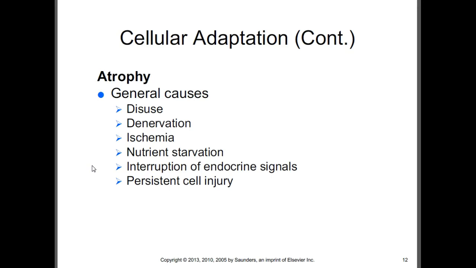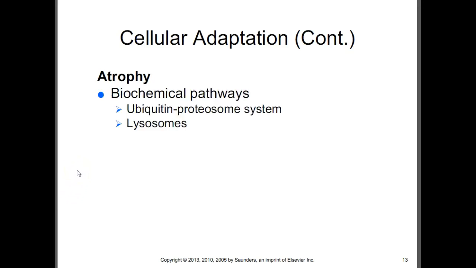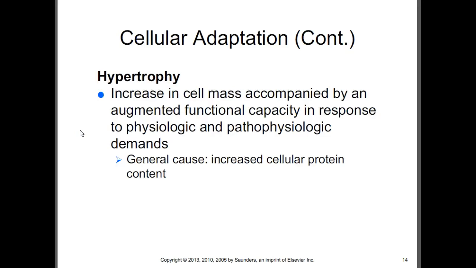So you'll see people with legs and limbs that may be very tiny in comparison to what they used to be when this person was ambulatory, right? Ischemia, so lack of blood supply, right? Nutrient starvation, interruption of endocrine signals, or persistent cell injury. All of these things can cause atrophy. All right, so biochemical pathways like the ubiquitin proteasome pathway, constantly breaking down proteins, and lysosomes can also create atrophy, right? Hypertrophy, right? So increased cellular protein content, right? So remember that is enlarged.